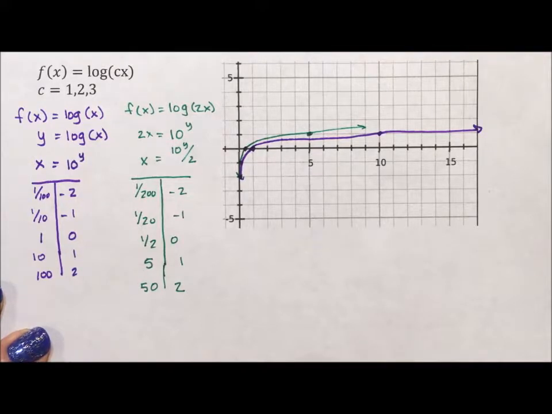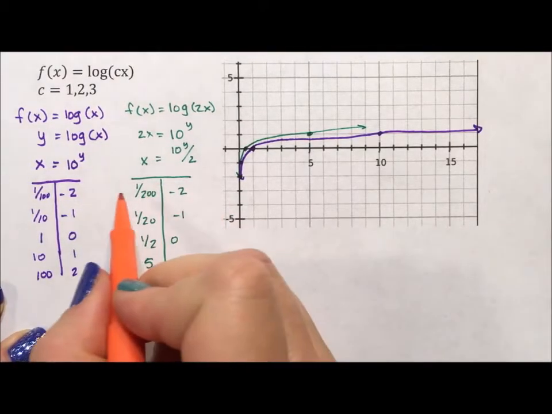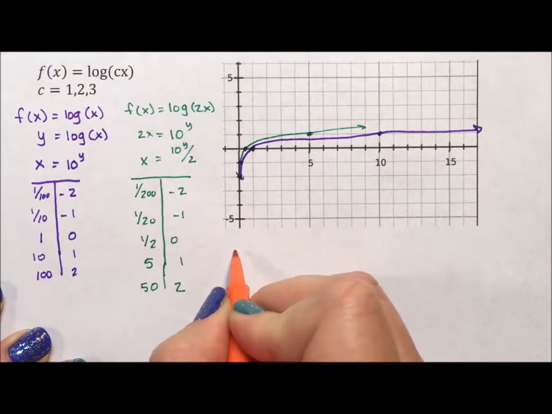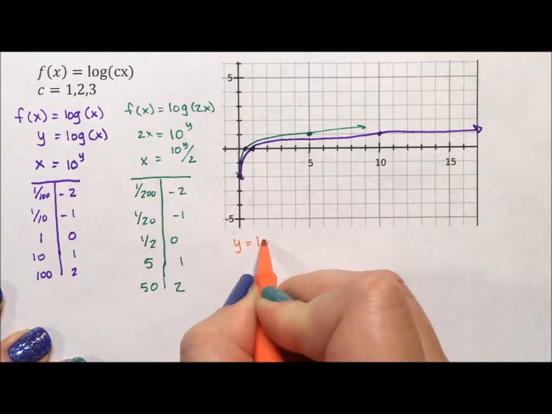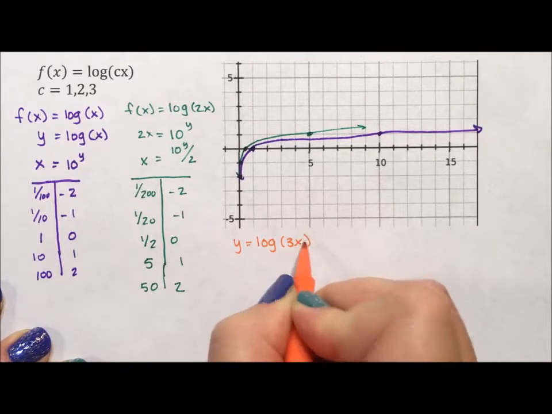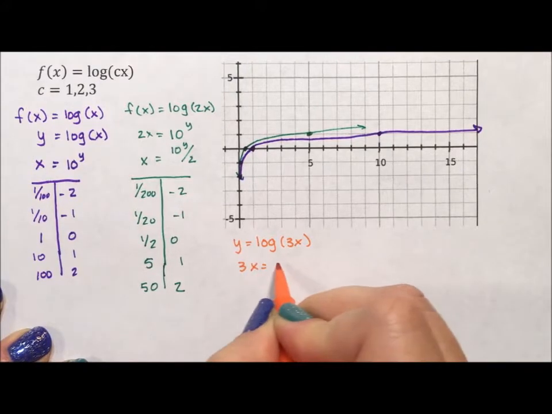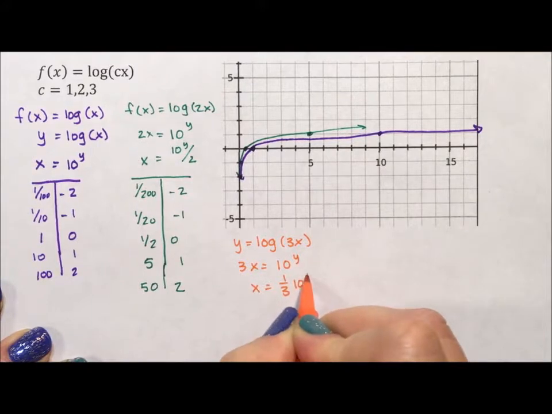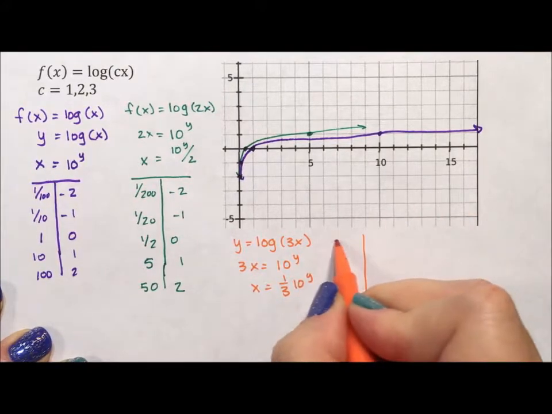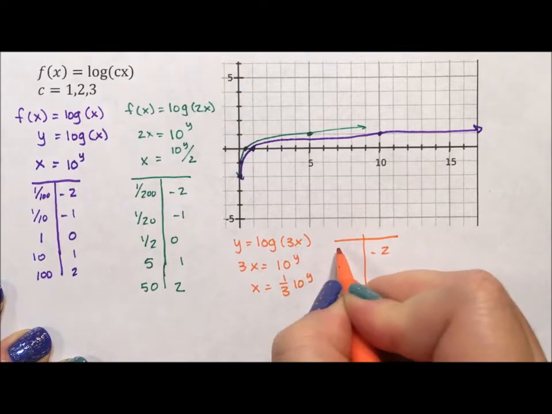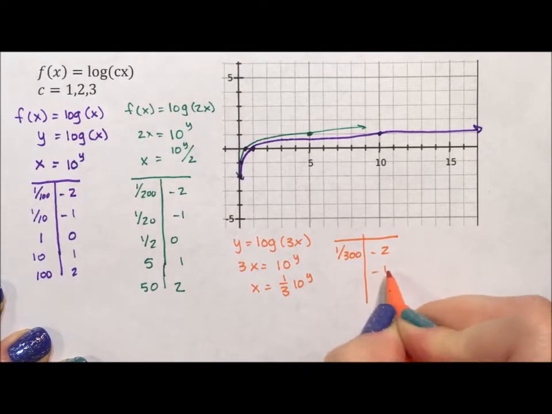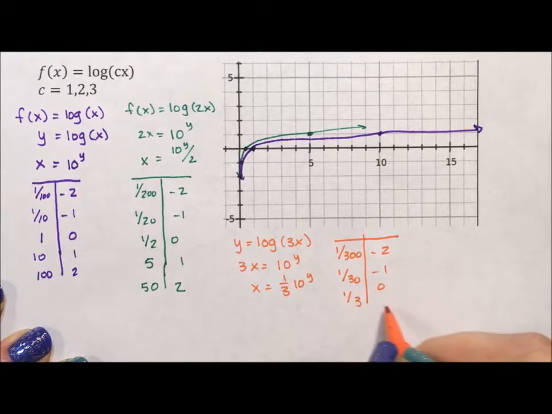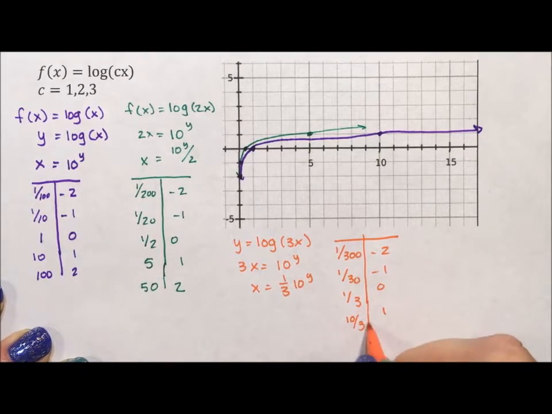If we go to 3, it's going to be the same idea, except it's going to be 1/3. So I have y equals log of 3x. So 3x equals 10 to the y, or x equals 1/3 times 10 to the y. So for my table of values, when I had -2, I'll now have 1 over 300. -1 is 1 over 30. 0 is 1/3. 1 is 10/3.